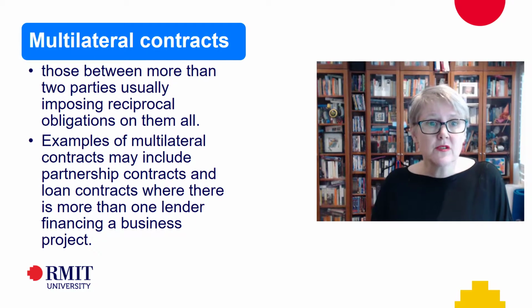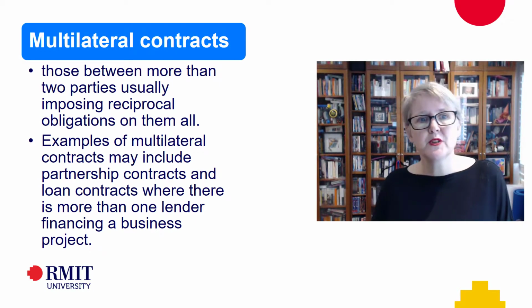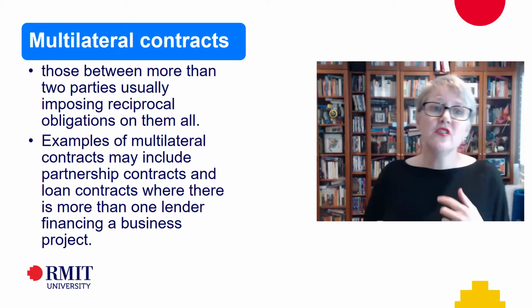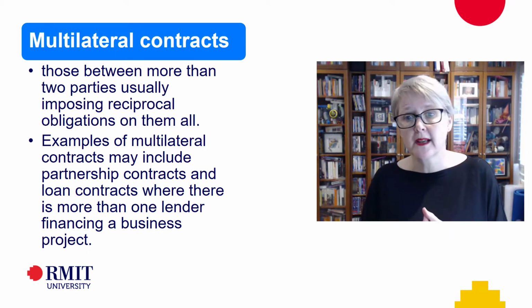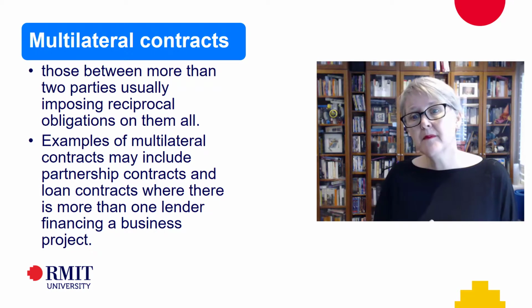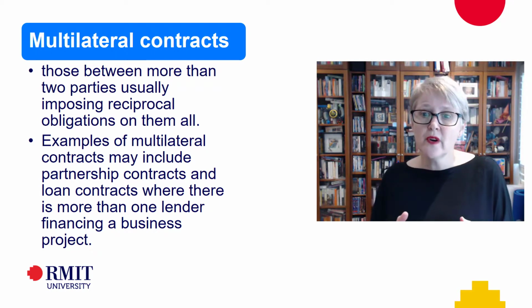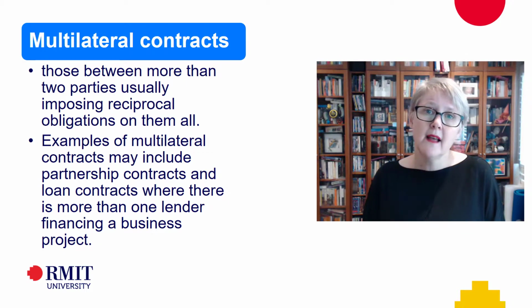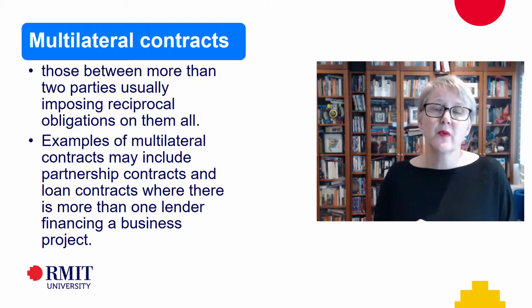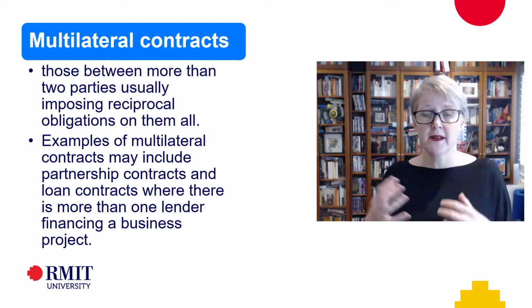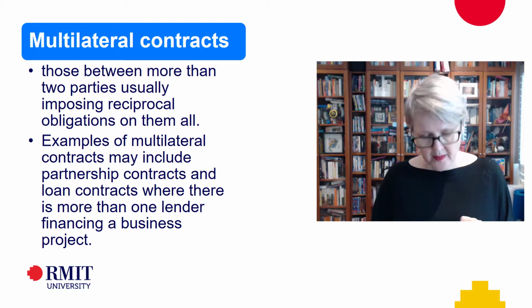So what's a multilateral contract? Essentially those between two or more than two parties, I should say, and it usually imposes reciprocal obligations on all of them. Examples of multilateral contracts can include partnership contracts, loan agreements where there's more than one lender, any arrangement where there are multiple parties doing multiple things.